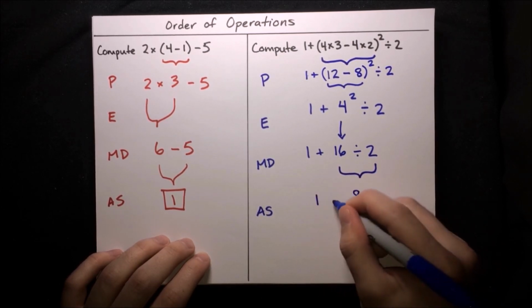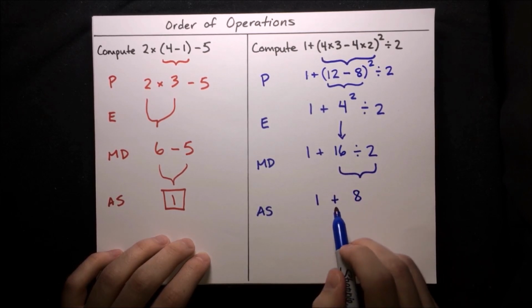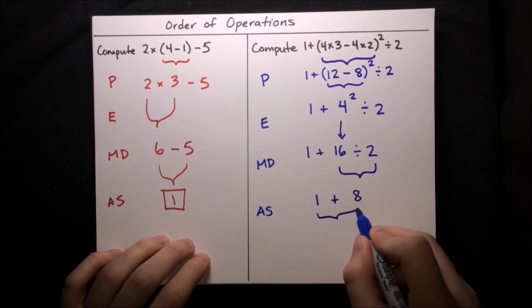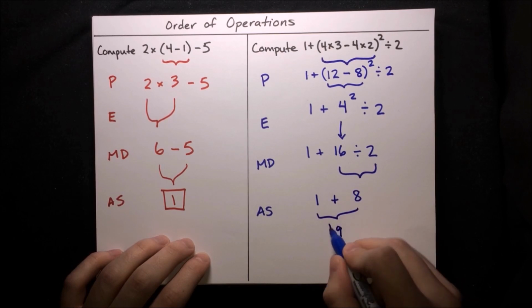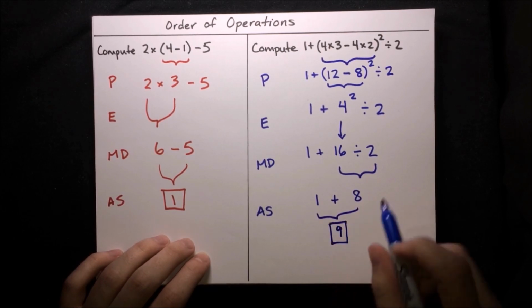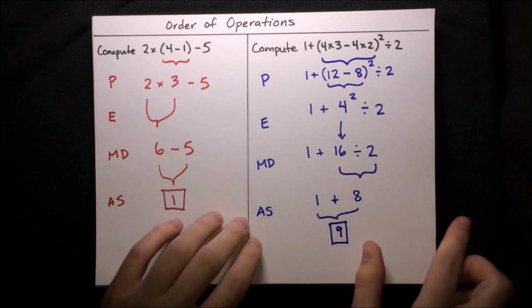So we have 1 plus 8, and we just have a single addition we're left off with, and we'll go ahead and compute that. That comes out to 9. So there we go. That's the result of this expression.